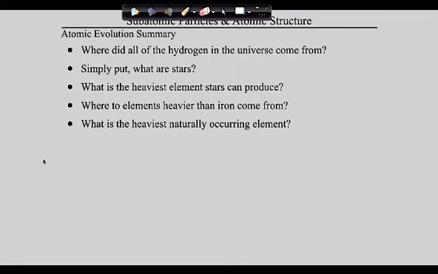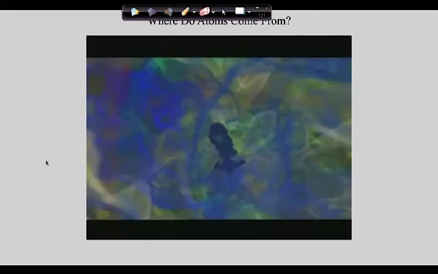You guys all caught up? You ready to go? You're good? Okay, so 5 questions, right? Where did the hydrogen in the universe come from? Question number 2, what are stars? Question number 3, what's the heaviest element they can produce? Question 4, where does all the heavier stuff come from? And then question 5, what's the heaviest element in the universe? You're good? Okay, so guys, let me set the stage for you.